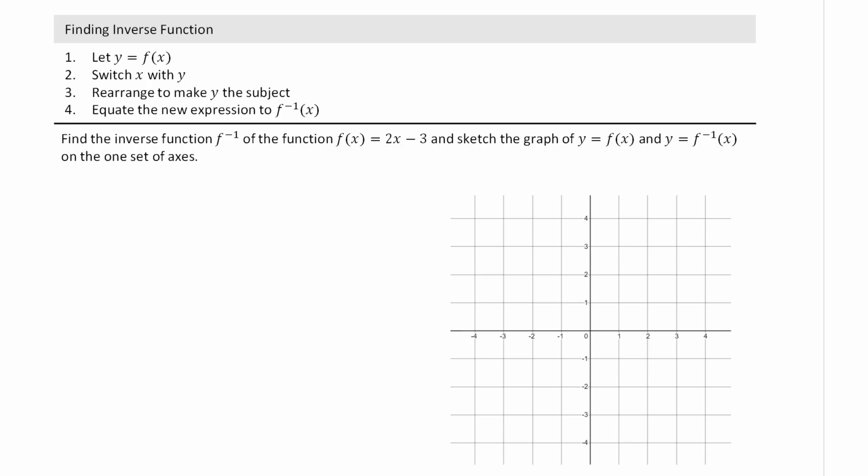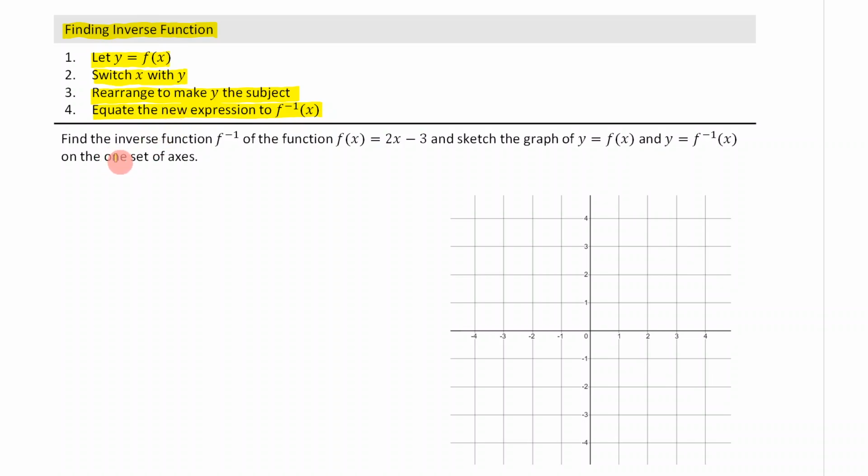We're now going to learn how to find the inverse function. There are certain steps that we follow here. First things first, you let y equal f of x, then you switch x and y, you then rearrange to make y the subject, and then you equate the new expression to the inverse of f. So these are the steps that we're going to follow to find the inverse function.